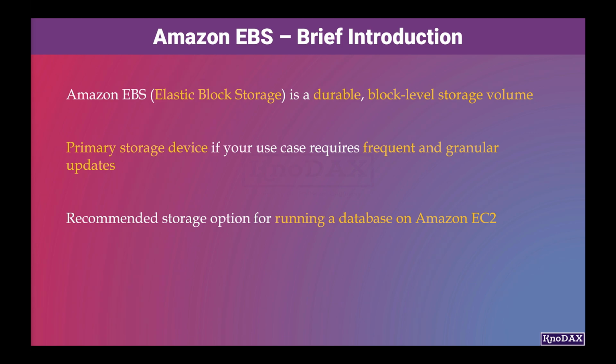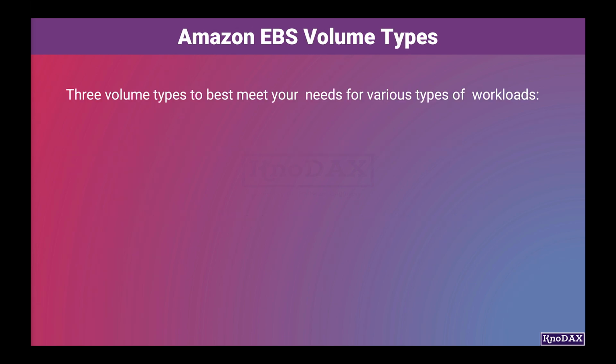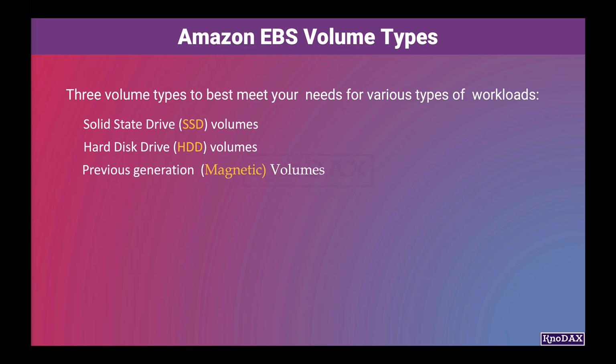Amazon EBS provides 3 volume types to best meet your needs for various types of workloads: solid-state drive or SSD volumes, hard disk drive or HDD volumes, and previous generation volumes, also called magnetic. Let's talk about solid-state drive, SSD volumes.